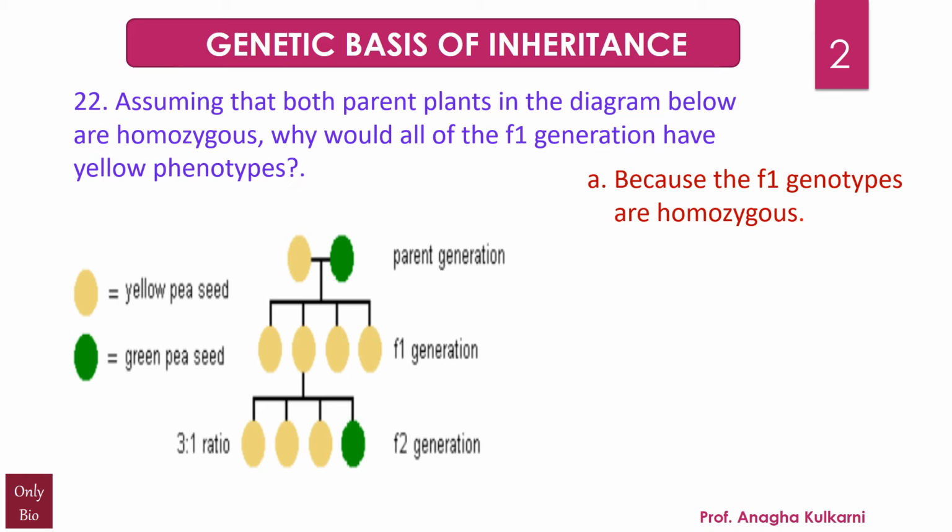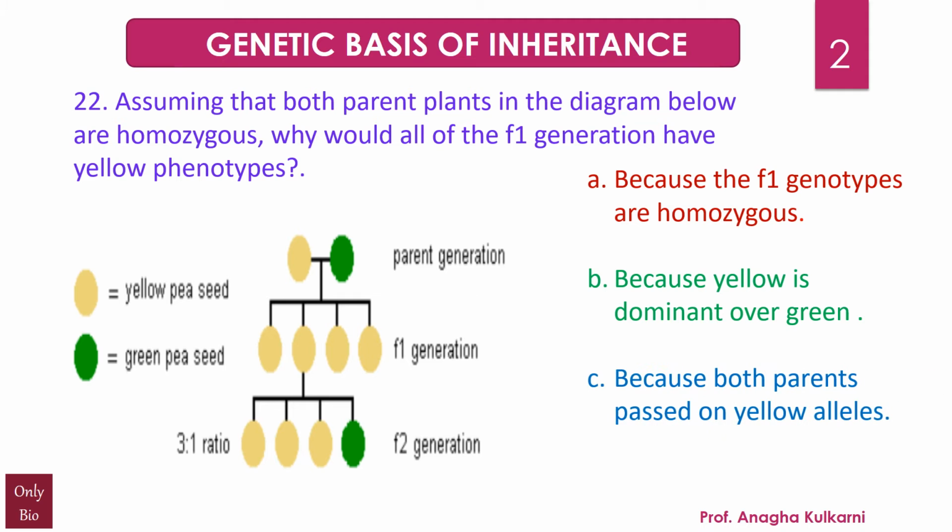And the options given here are A. Because the F1 genotypes are homozygous. B. Because yellow is dominant over green. C. Because both parents passed on yellow alleles. D. It is influenced by the season. And the correct answer for this question is B. Because yellow is dominant over green.